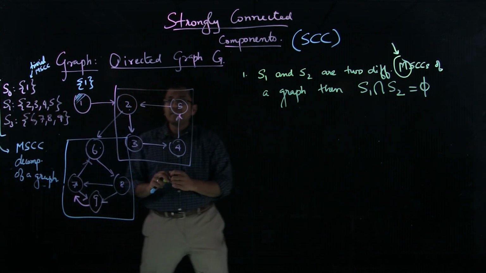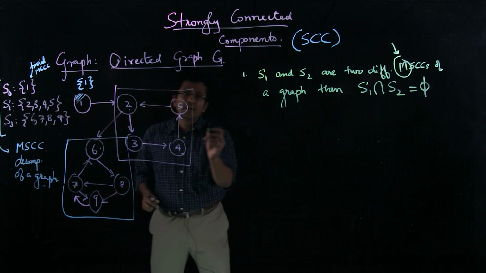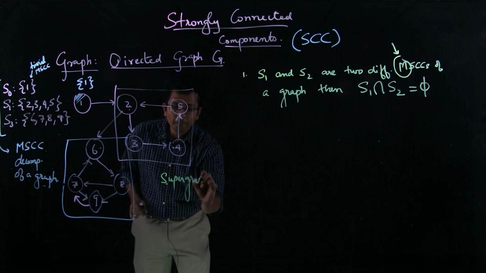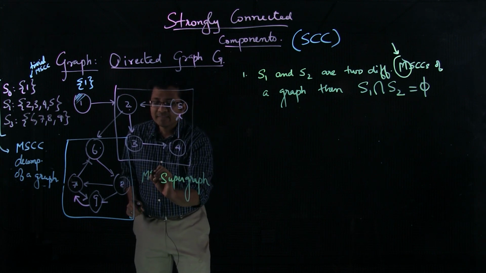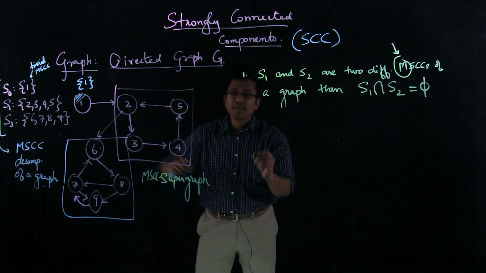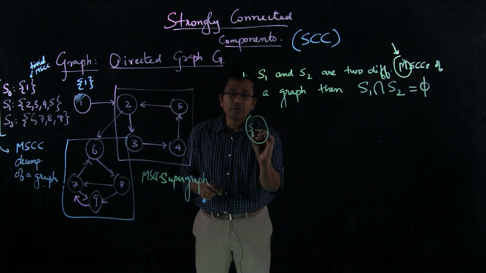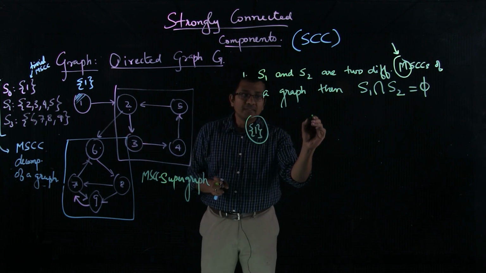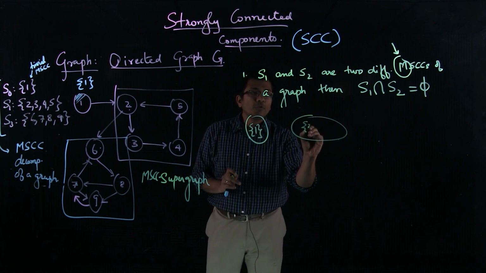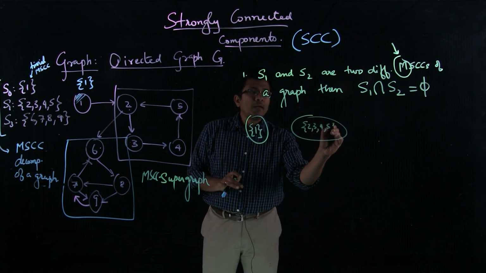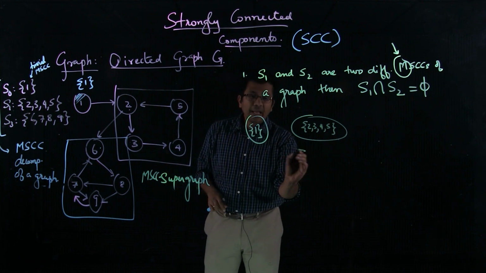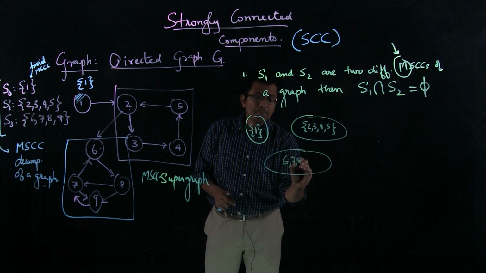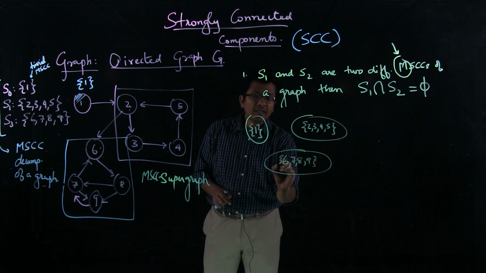Well, suppose in this graph, I take each of these maximal strongly connected components and I build what is sometimes called a supergraph, or people will call it an MSCC supergraph, which is take every maximal strongly connected component and compress it into a single node. So 1 becomes a node by itself, 2, 3, 4, 5 becomes a node by itself, and 6, 7, 8, 9 becomes a node by itself.